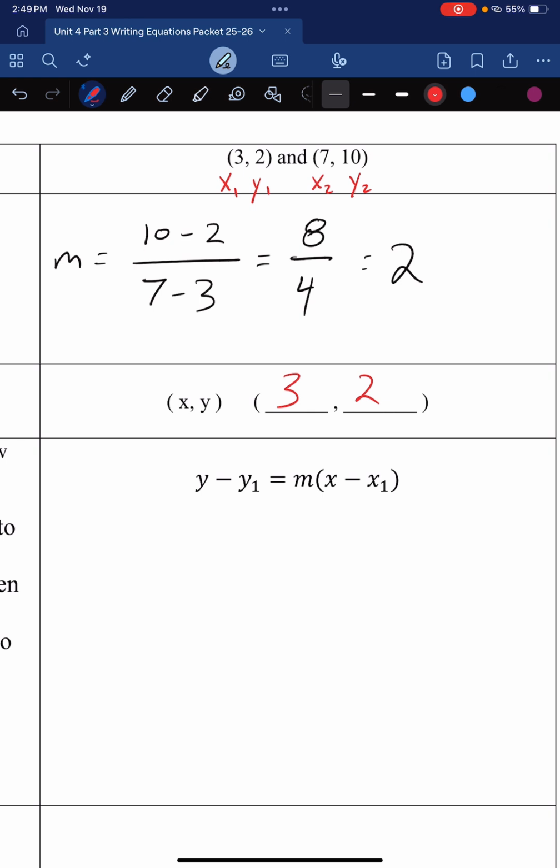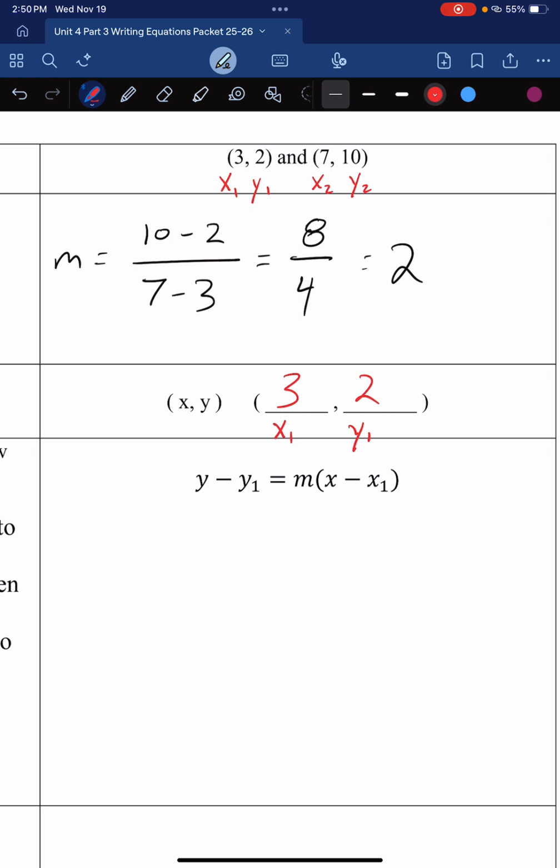If I chose the 7, 10, I should get the same answer in the end. If you want to try it, go ahead and pick that one, and let's compare our answers in the end. Okay, so now I have my slope of 2. I have my starting point here, 3, 2, and I'm going to go ahead and label this again as my x1, y1.